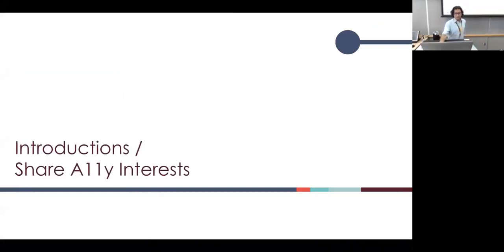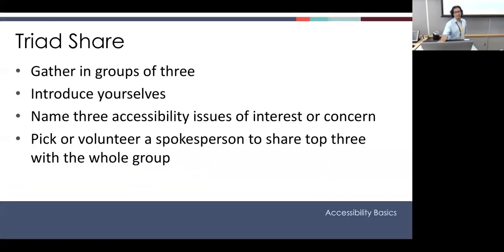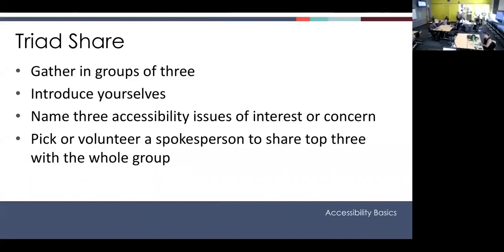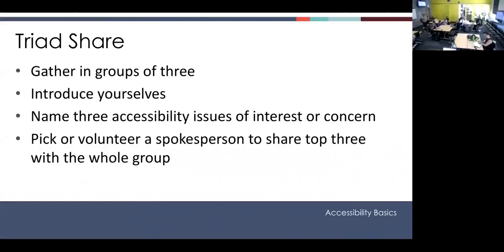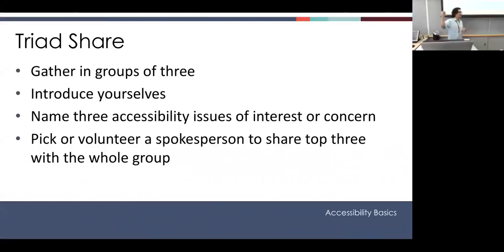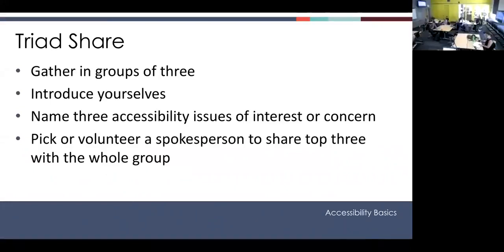So let's start with introductions and sharing accessibility interests. I'm hoping everyone could gather in threes or fours. And in your groups, you'll introduce yourselves first to each other. And then just name 3 accessibility issues of interest or concern, just within your group. And then we're going to do a report back. So you all get to pick a volunteer or volunteer someone to report back. And during that time, we'll introduce each other so that everyone could hear where we're all coming from.